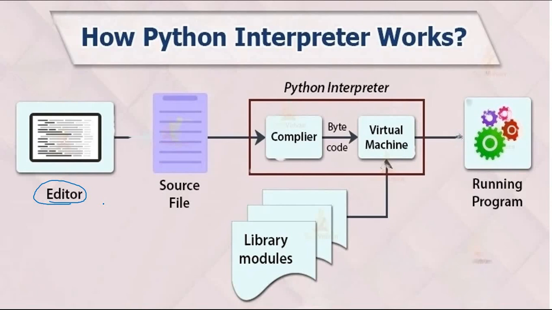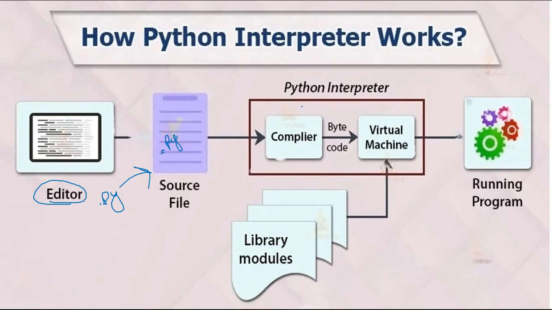After writing the Python code, we use the .py extension to save the file first. Next, this is the source file, the .py file. The editor is what we use to write the program, and this source file .py is saved in one location in the local machine.